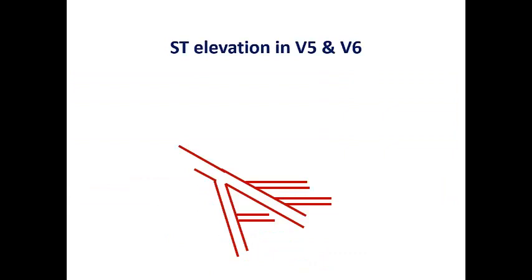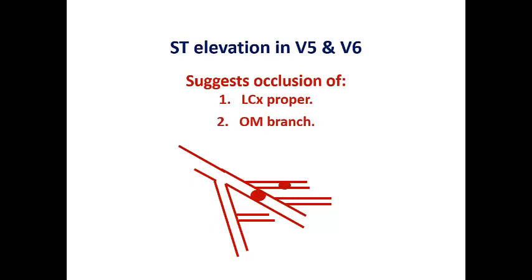Another possibility, what about ST elevation in V5 and V6? I can expect to see occlusion in the LCX proper, in the OM branch, or in the diagonal branch. So each one of them can be a possibility for localized lateral wall infarction in only V5 and V6.